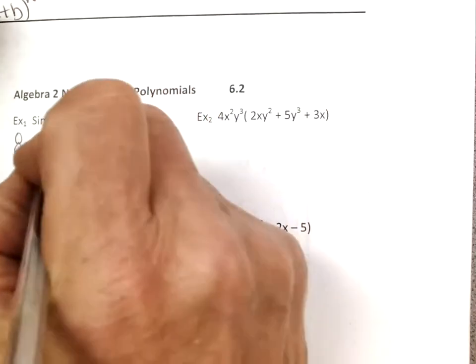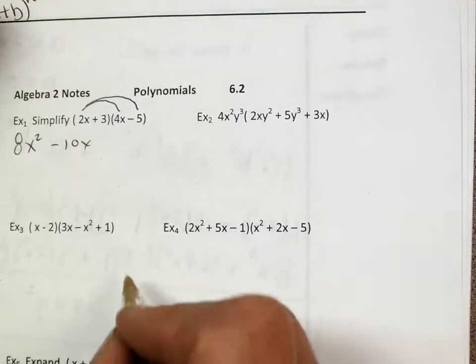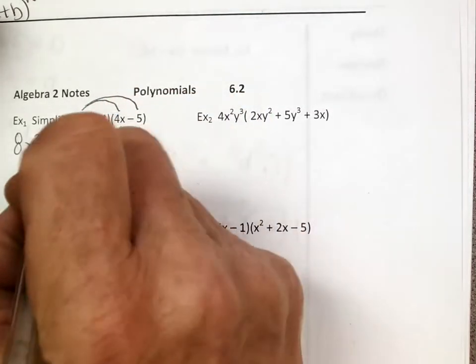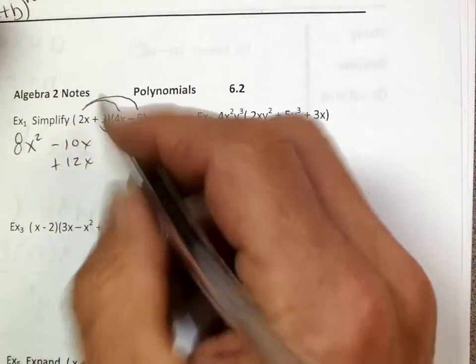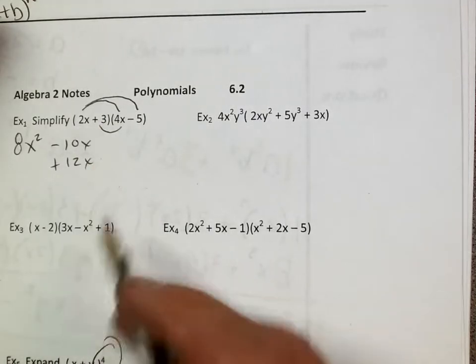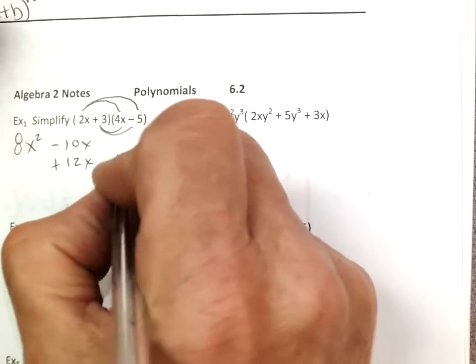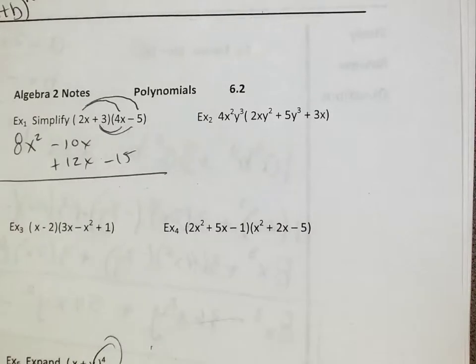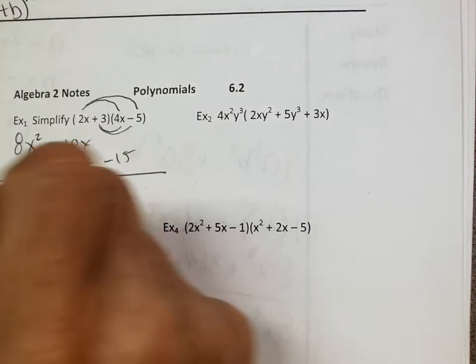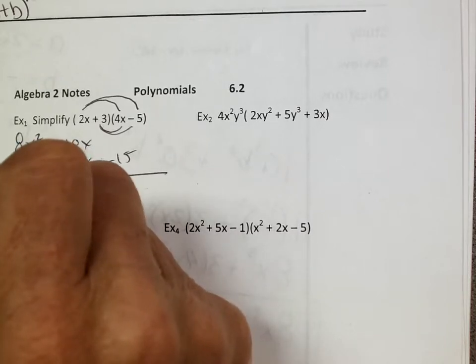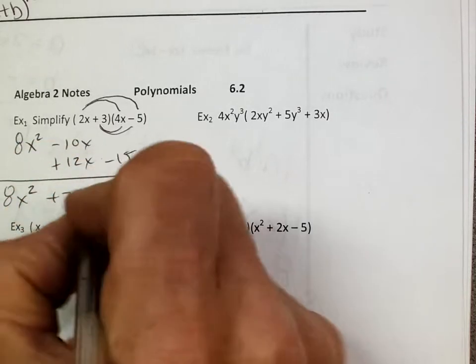2x times negative 5 is a negative 10x, right? Plus a 12x. You see, I like to line them up. You don't have to, I just like to line them up. Minus 15. Okay, how am I doing? You guys have foiled lots, right? You know how to foil. And then finally I should get an answer of an 8x squared plus a 2x minus 15.